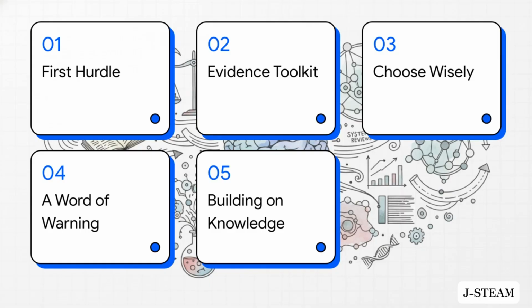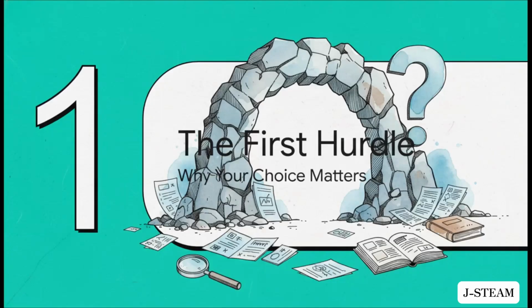Okay, so first up, we're going to talk about why this choice is such a big deal. Then, we'll open up what we're calling the Evidence Synthesis Toolkit to look at 5 main approaches. After that, we'll walk through how to choose wisely, and I'll share a pretty crucial word of warning. And finally, we'll talk about how your work can really meaningfully build on what we all know. All right, let's dive right in and tackle that first hurdle.